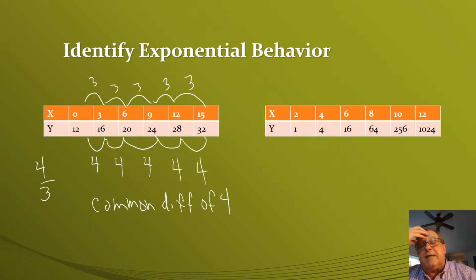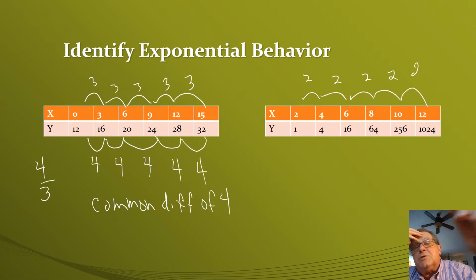Now let's look at this second set of data. And again, we're going to look at our change in x. Well, 2 to 4 is 2. 4 to 6 is 2. 6 to 8 is 2. 8 to 10 is 2. 10 to 12 is 2. So we got regular intervals of x. But what about our change in y?